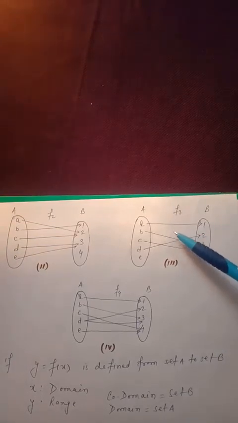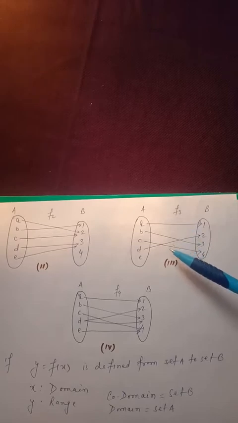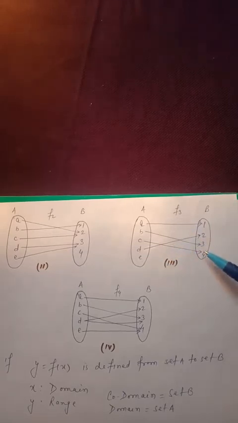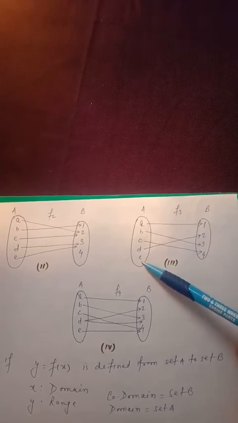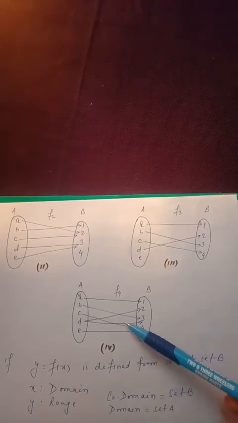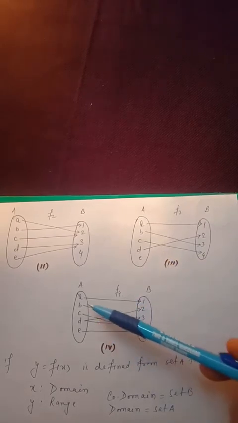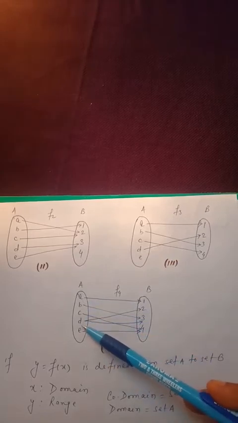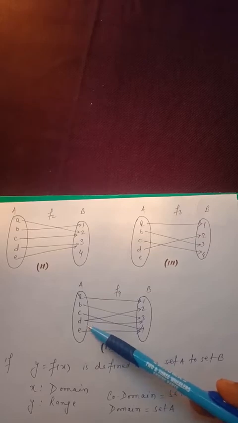Now come to F3. Here you can observe this E is not associated with any element of set B, but the definition says that every element of set A must be associated with an element of set B. So here E is left, therefore this is not a function. Now condition number 4, here nobody is left in set A, but you can see this D is associated with more than one element in set B.